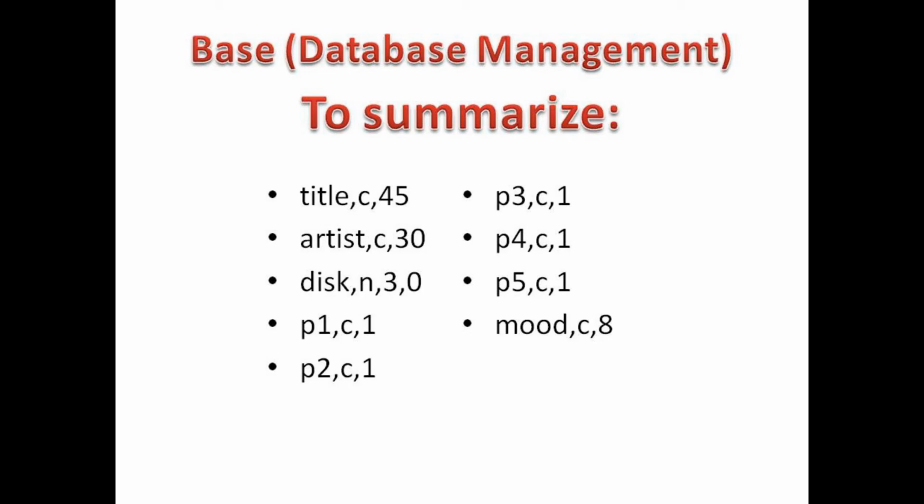Now next we have P1, which is a character for 1 space. P2 is likewise, and 3, 4, and 5 are the same thing. And then we get to the mood, which is a character field with 8 spaces. Now this is the structure that we need to take on that will be usable for our database. And take notice I have called this a structure. This is a database structure in all terms.